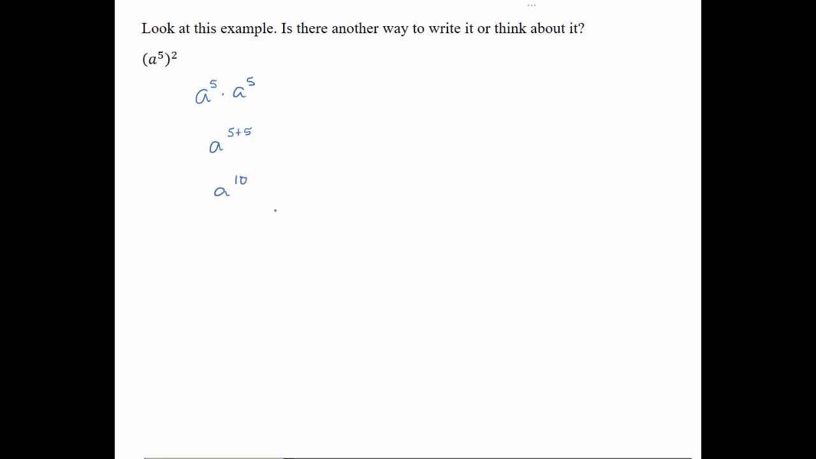Is there another way to think about this? Remember, we want to get there as quickly as possible. The fewer steps that we can do, the more elegant the problem can become, and the simpler it is, we won't make as many mistakes. So is there a way to get from here to here quickly? Sure. We have a to the 5th all squared. So we have an exponent already, and it's being raised to another exponent, so we can just multiply the exponents.